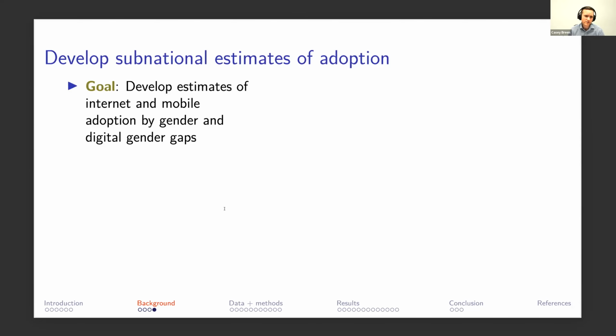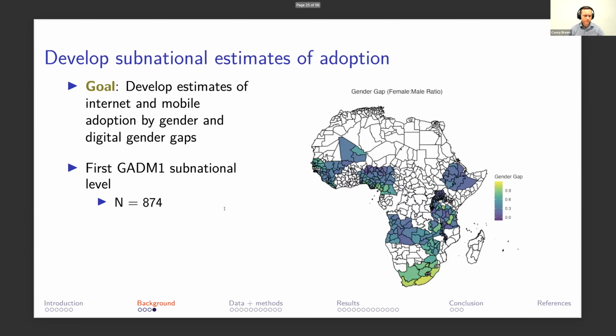So the goal of the project here today is to estimate internet and mobile adoption by gender. So just internet penetration and mobile phone usage by gender, and then also estimate digital gender gaps. What I'm going to be focusing on today is the continent of Africa, because this is a setting where digital gender gaps are the most highly pronounced. We do have plans to eventually expand beyond just Africa to all low and middle income countries, but the talk today is going to focus exclusively on the continent of Africa.